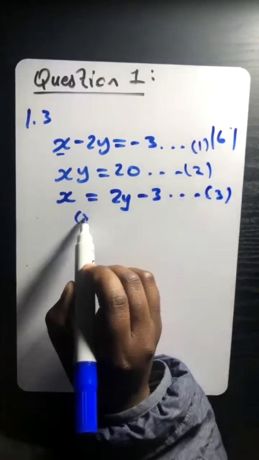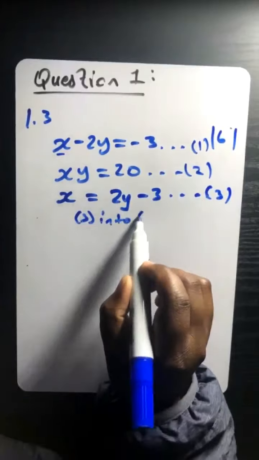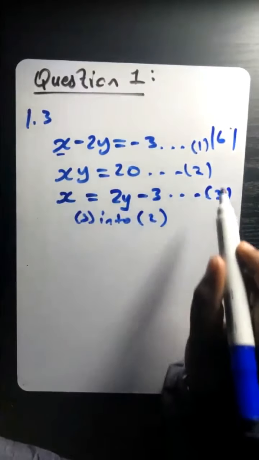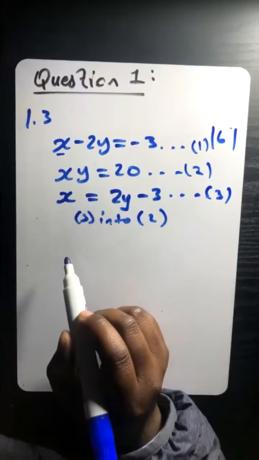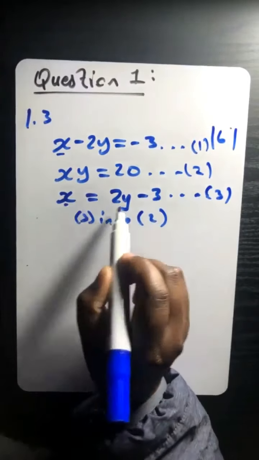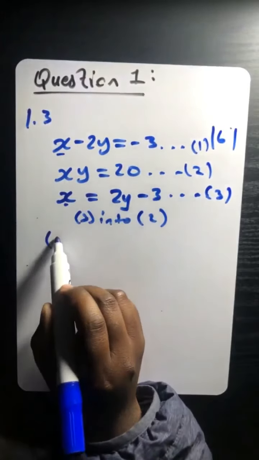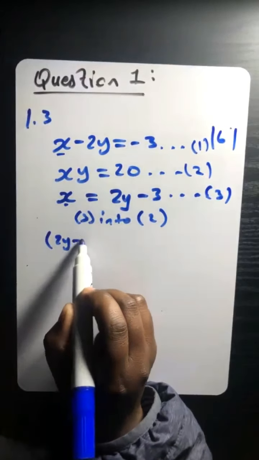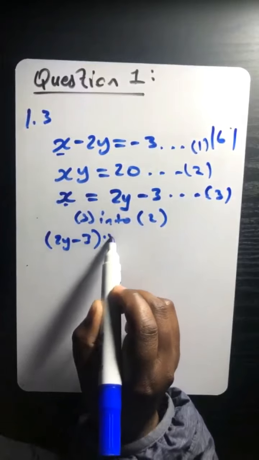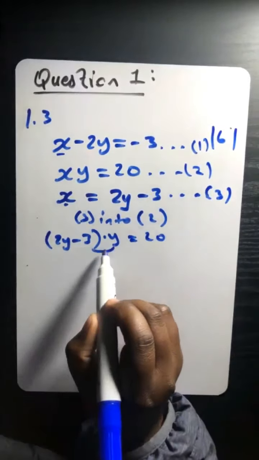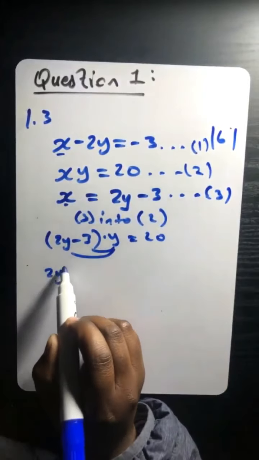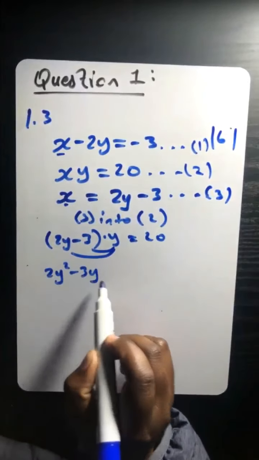So you can now use equation number 3 in the equation that you did not use, which is equation number 2. So you just substitute. Let's see what we have when you substitute. Wherever we see x, we substitute all of that. So we have 2y minus 3, multiplied by y, equal to 20. So you multiply that by that by that. You end up having 2y squared minus 3y.